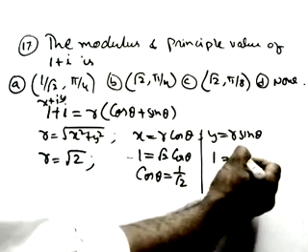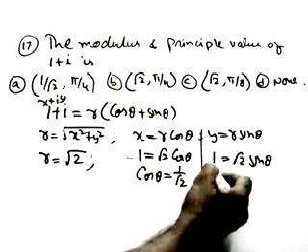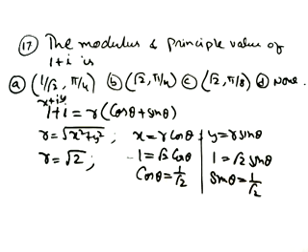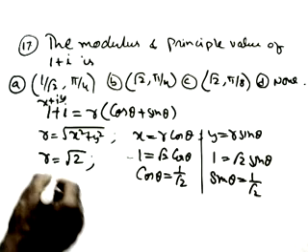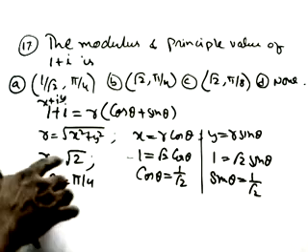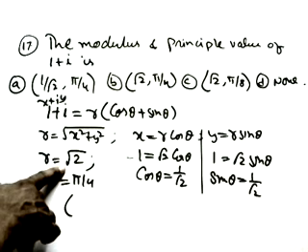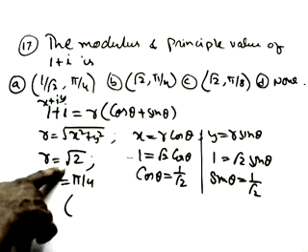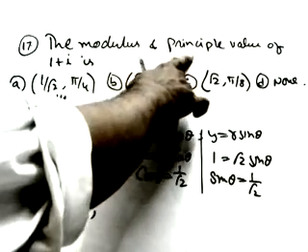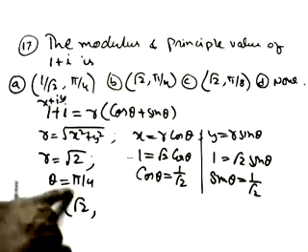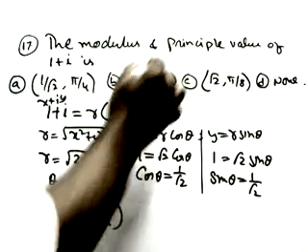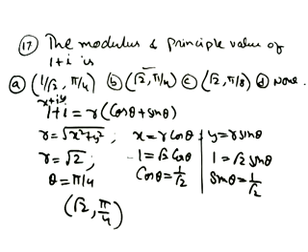Now y is also 1 here. 1 equals root 2 sine theta. So sine theta is also 1 by root 2. Both are positive, so it is the first quadrant, which means theta equals pi by 4. So this r is called the modulus value: r is root 2, and the principal value or amplitude is pi by 4. So the answer is root 2 comma pi by 4.